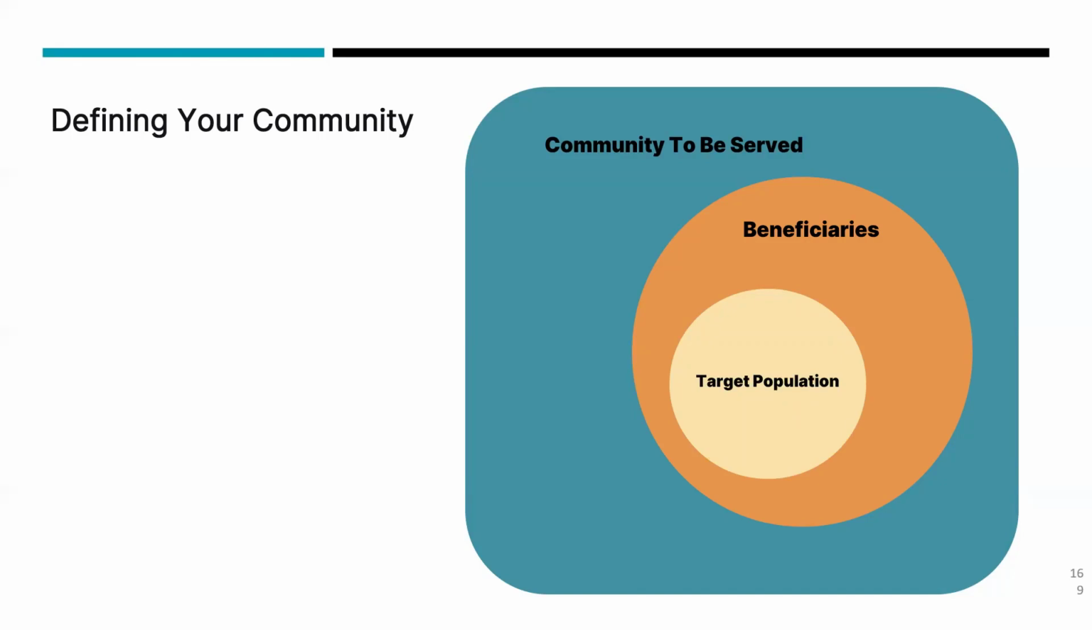And the next one is target population. So this is, again, a subset of even beneficiaries. So this is a group that shares similar characteristics within the community that will be identified for recruitment as project participants. And so this would be an example, this would be youth, would be our target population.